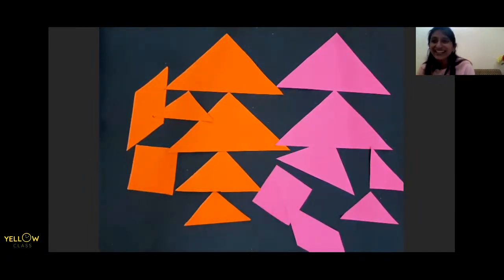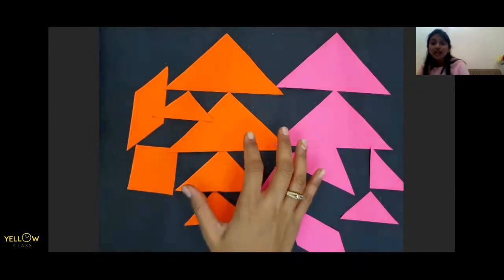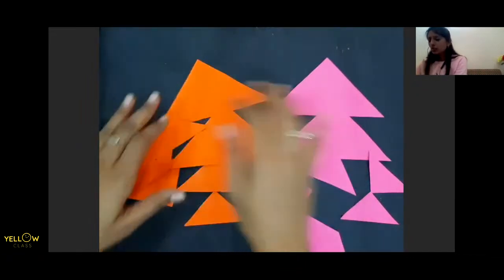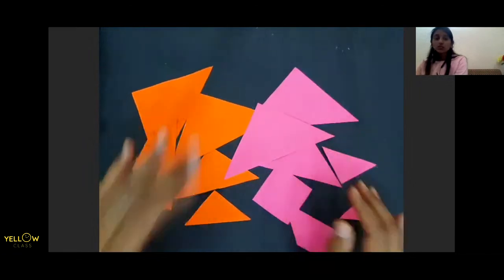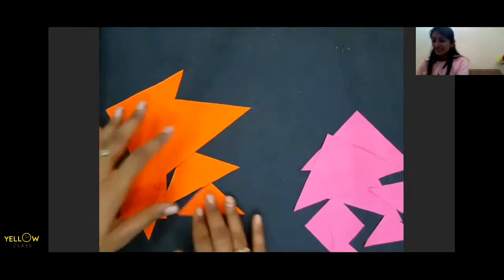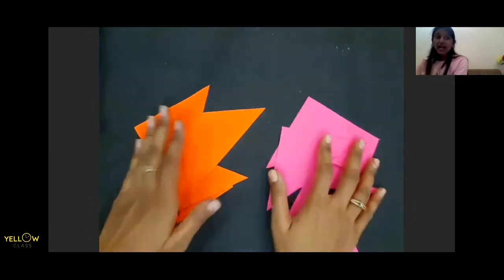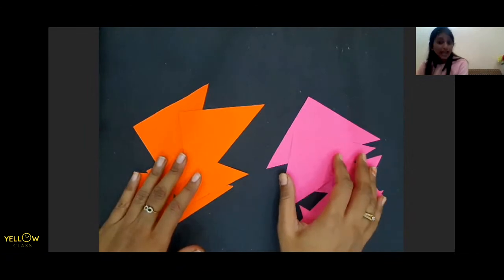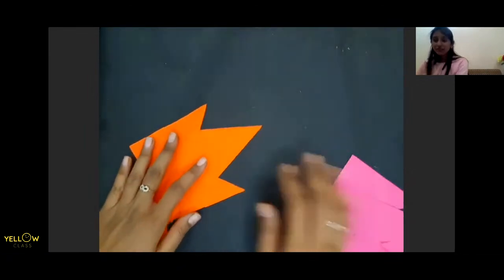And what next? The next step is to start making different shapes. Yes, different interesting shapes for which we all are waiting for so long. So let me quickly tell. You can type in what all things you want to make. I have showed you a rocket, a rabbit, or a cat. What do you want to make? Quickly give me the answer.